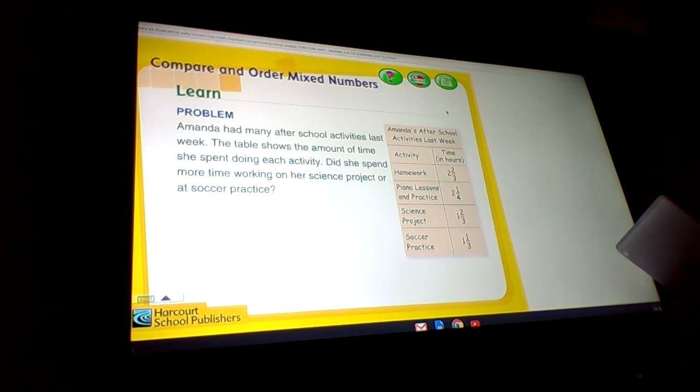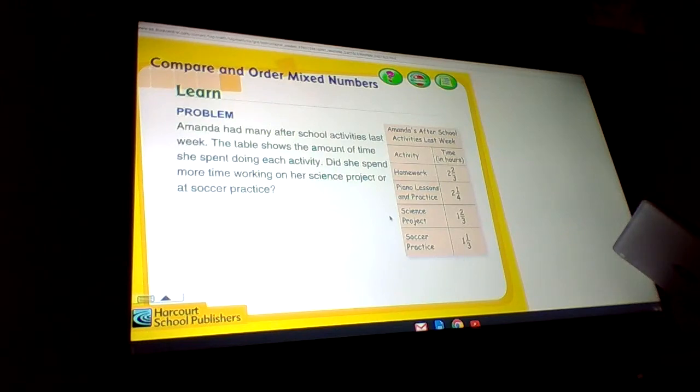Here's our problem. Amanda had many after-school activities last week. The table shows the amount of time she spent doing each activity. Did she spend more time working on her science project or at soccer practice? Well, we have to look. Science project is over here. How long did she spend on her science project? 1 2/3 hour. On the soccer practice, 1 1/3 hour.